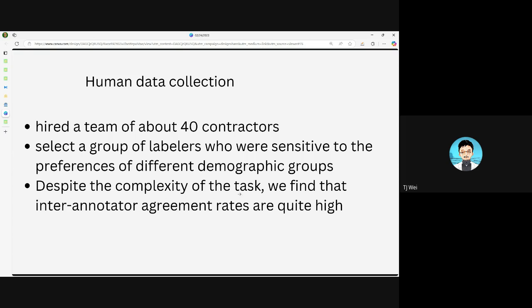Despite the complexity of the task, they find that the inter-annotator agreement rates are quite high. Because they have certain standards and are selective about the labelers, they are actually monitoring how consistent these labelers are with each other. They are saying their agreement rates are quite high, but we don't know how high. I forget if they provide the actual number, but at least in the paper they say that their agreement rates are pretty high.